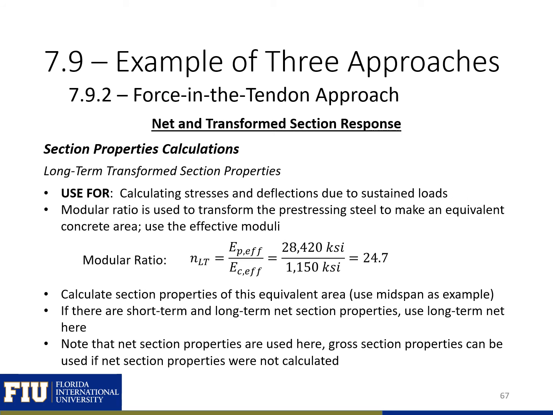When calculating our long-term transform section properties, we'll use the same equations that we did for our short-term, except we'll change our modular ratio. So here's our new modular ratio, which is the ratio of our effective modulus for our pre-stressing divided by the effective modulus for our concrete. So you can see here the modular ratio is going to change to 24.7 when we take into account creep and strand relaxation.